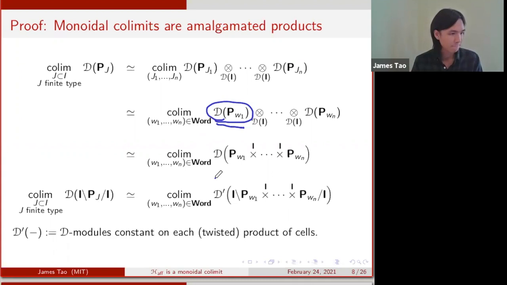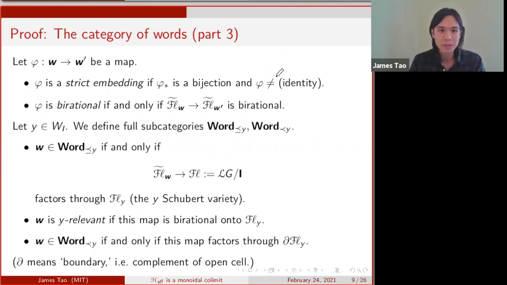So finally, and we're almost done with part one, I want to introduce some definitions and state this master theorem. The master theorem will be about computing a colimit indexed by the category of words. So for any morphism in the category of words, I'll call it a strict embedding if the underlying map on index sets is a bijection and that map is not the identity. The word strict embedding comes from the fact that the corresponding maps of convolution Schubert varieties will be closed embeddings that are not the identity. I'll also call a map birational if and only if the corresponding map of varieties is birational.